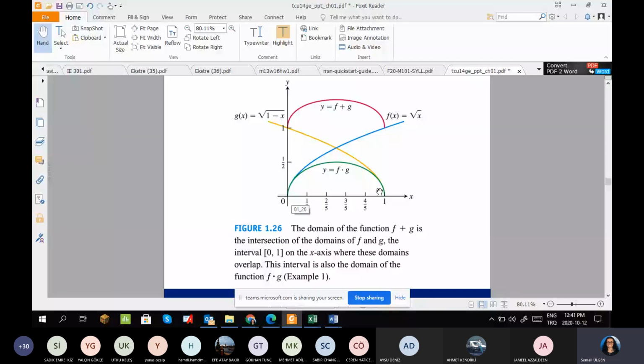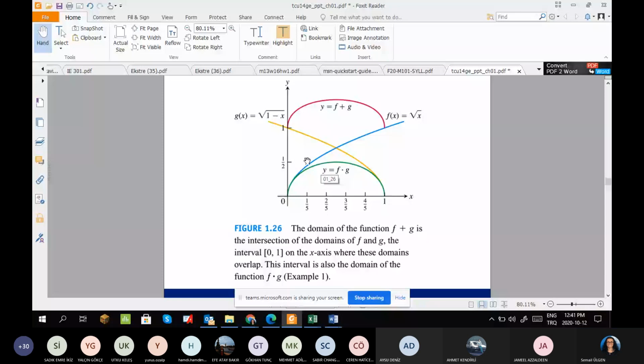This is our f, this is our g. If you remember, the square root of x, we called it the fishing rod. One of the students told me that. This is the fishing rod example, but this is the other-way-around fishing rod, the square root of 1 minus x. If you add them up, you get a function like this. If you multiply the two, the graph looks like this, still on the same domain. That's just showing it.